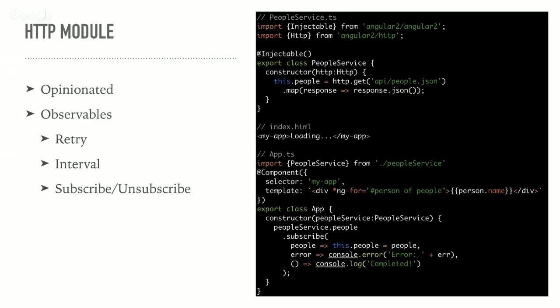One of them being retry. So if you have an asynchronous call that fails for whatever reason, you can specify the observable as retryable and it will automatically retry it. You can do intervals, which is really helpful if you have a piece of data that needs to be pulled and updated constantly in your application. So you can specify update this every 15 seconds, update this every 30 seconds, whatever interval you have.